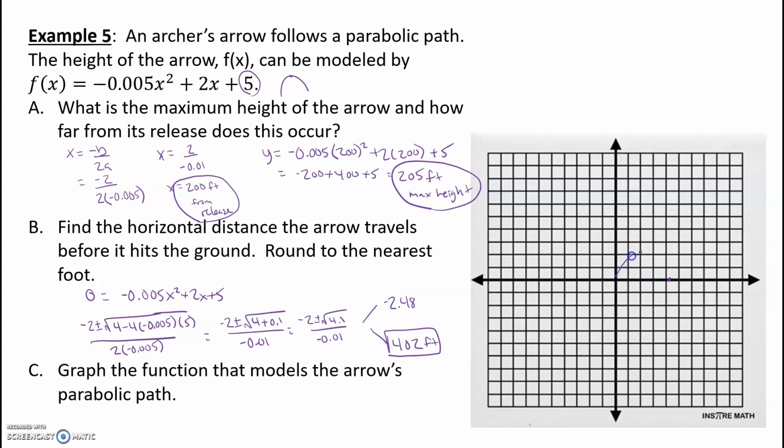You're going to go all the way up till you reach your maximum height of 205 feet. And then you're going to come back down. And you're going to wind up 402 feet away from the start. So that's kind of what this is talking about. All right, no arrows, because again, it goes up, comes down, stops. It doesn't keep going.